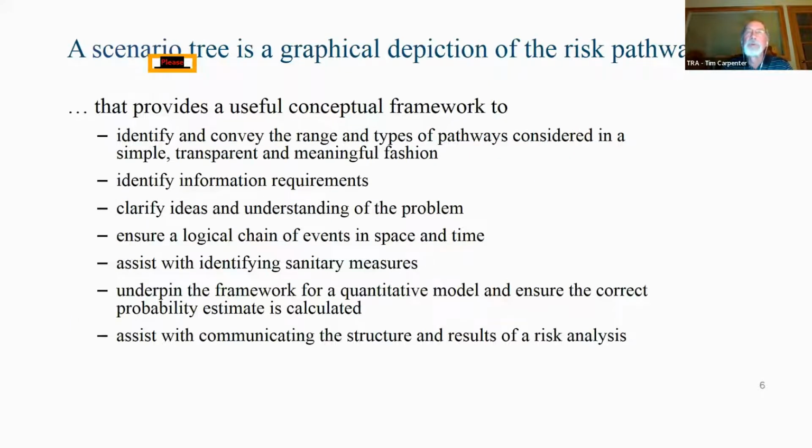And this gives you a little idea of some of the benefits of doing this scenario tree approach. It's a graphical depiction, and it's a way for you to identify information that you're going to need for your risk assessment. It gives you an idea of the understanding of the problem. It allows you to focus on events that are occurring and making sure that you've captured all the events.